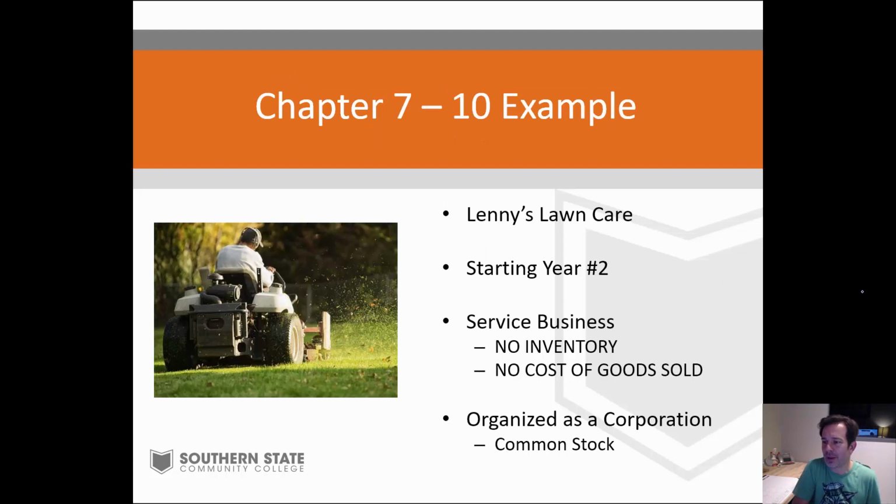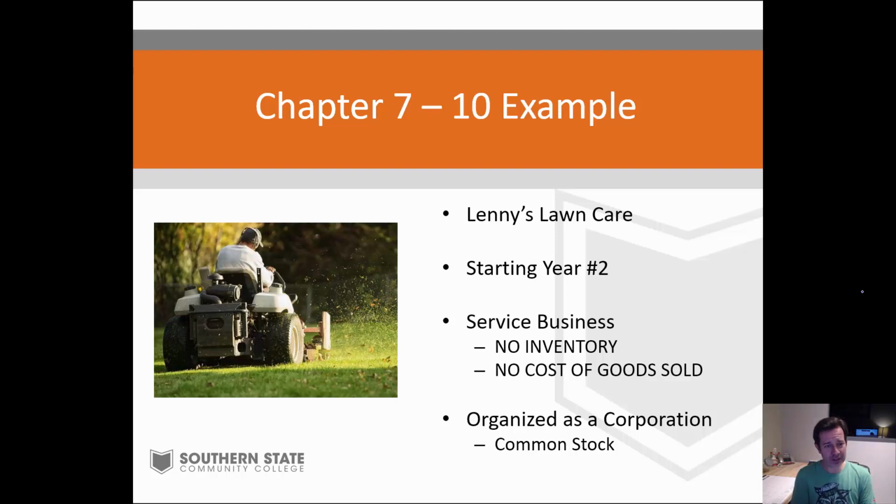Here we go. We've got a brand new company. You all can say goodbye to Gray Company. We'll have a new spreadsheet that we're working with in Solid Footing. It happens to be Lenny's Lawn Care, and we're dealing with a business starting in year 2. So all the setup activities, the purchasing of equipment, and funding the business have already been done. We're beginning year 2 of accounting here for Lenny.